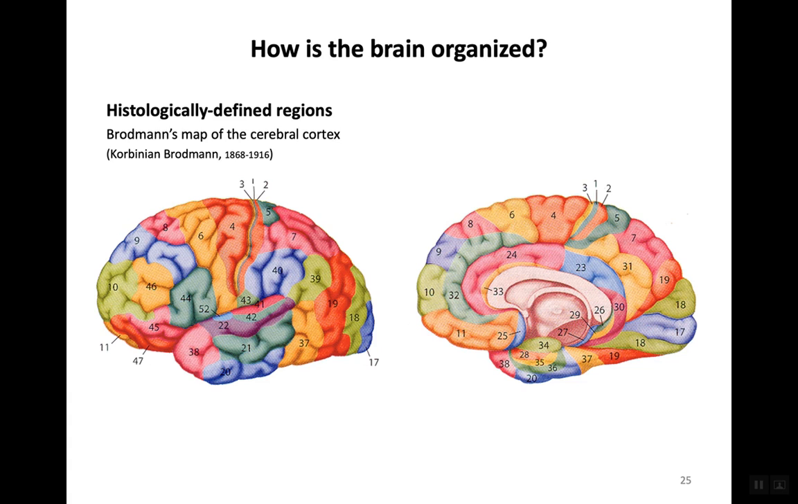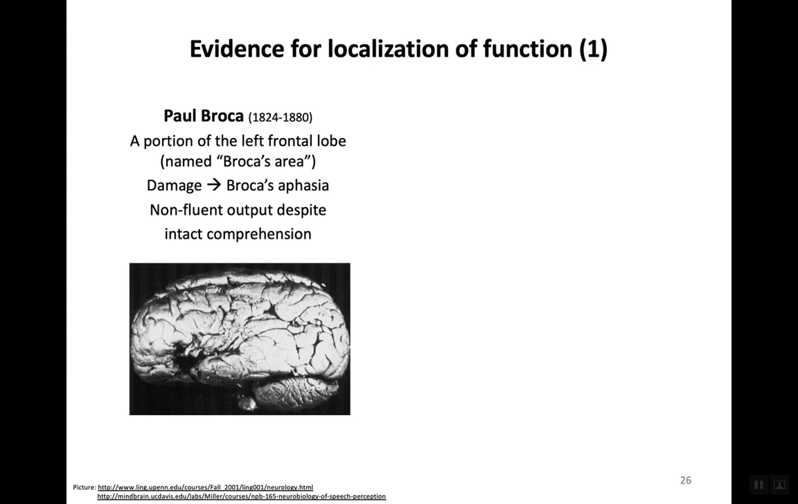However, the question still remained. Is there such a thing as localization of function, whether related directly or indirectly to Brodmann's areas? And there are different pieces of evidence for the localization of function. So we're quickly going to try to go through at least a couple of them, which are of particular historical significance and pieces of evidence that really shape the way in which we think about brain organization and its relation to cognitive function.